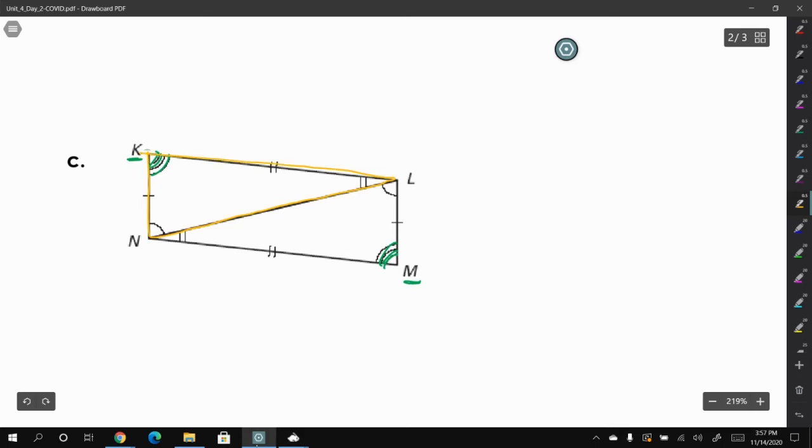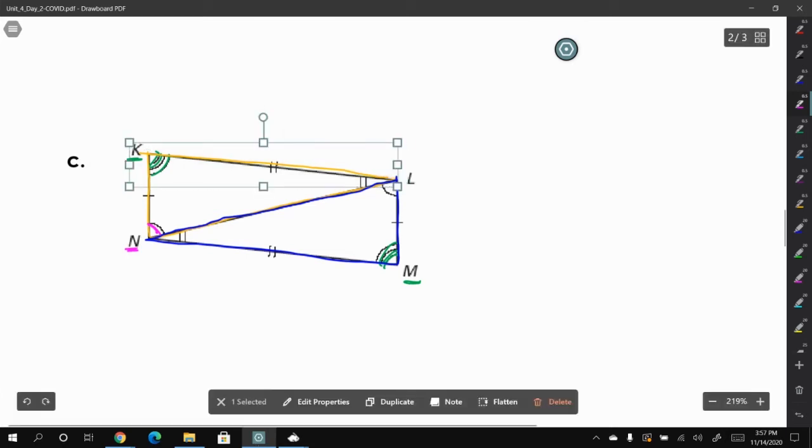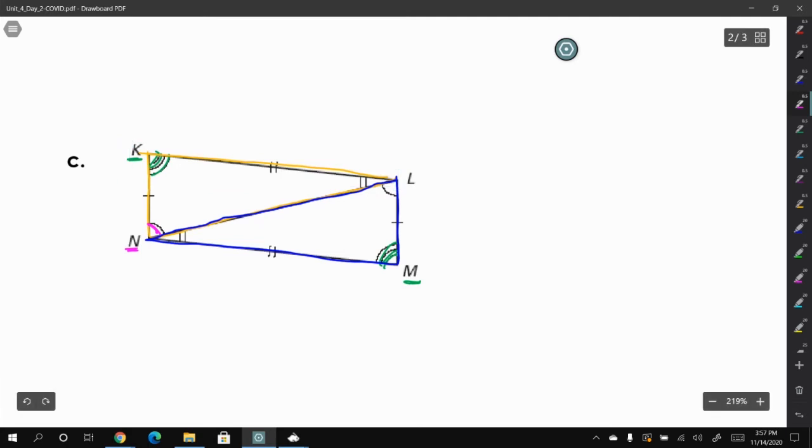So there's my top triangle. And then here, I'm going to outline the bottom triangle. So you see in the top triangle, the orange one, angle N has 1 marking, but in the blue triangle, the bottom one, angle L has 1 marking. So that's why this type of drawing is a little bit confusing, because I'm going to have 2 colors for those 2 points, N and L.